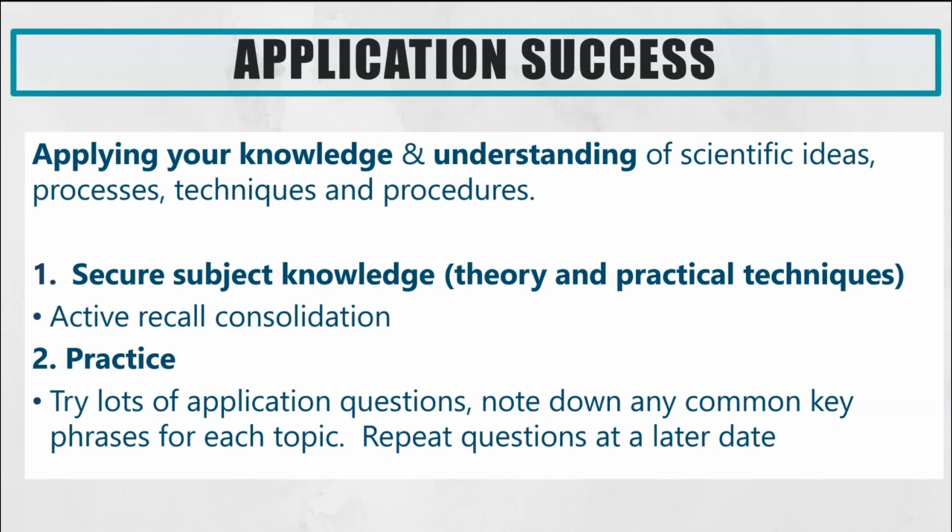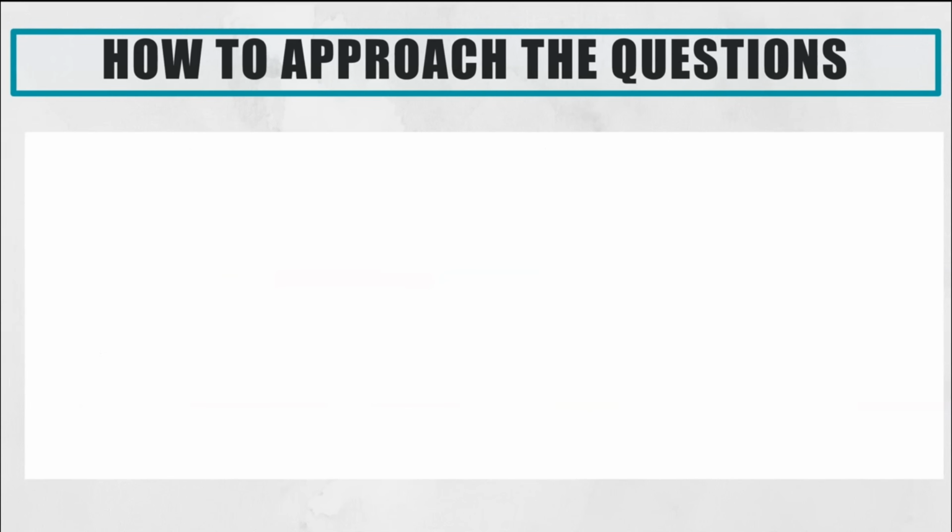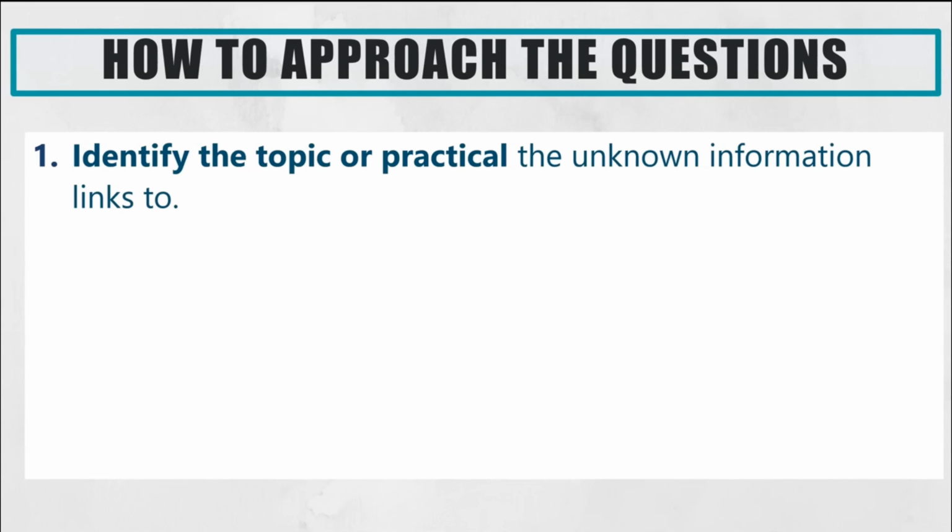But when you're actually doing the exam question, I do have 4 top tips on how to try and make sure you do get full marks. So the first thing is, when you're reading the question, application questions typically have a bit of information at the start where it's a completely unknown bit of theory. And what you have to do is identify the topic, or it could be the experiment, the practical, that this unknown bit of information links to. So that's number 1, identify which topic it links to.